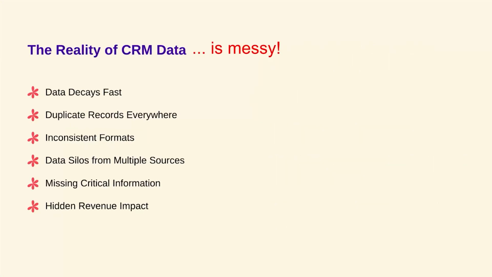So the reality of CRM data is that it is extremely messy. Data decays faster. What we mean by data decaying faster is that if you are in the B2B sector, when you collect leads, they might leave the organization, email addresses change, businesses merge, businesses close down. So decisions are made faster, and the leads that are getting accumulated in your CRM might not be reliable, might not be valid. And this information changes as fast as once every 6 months.